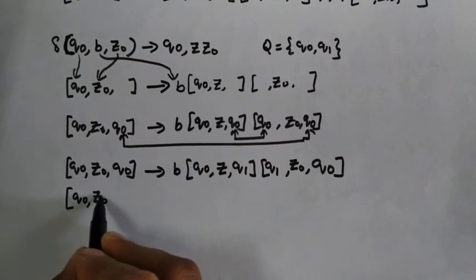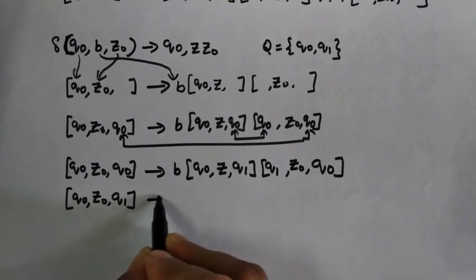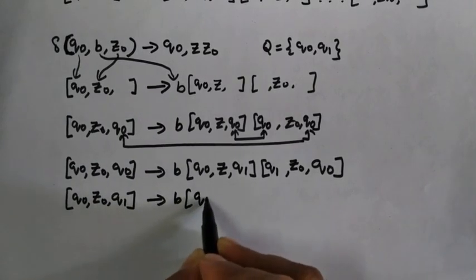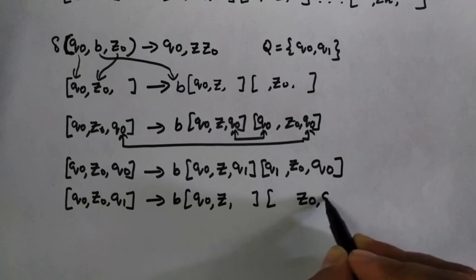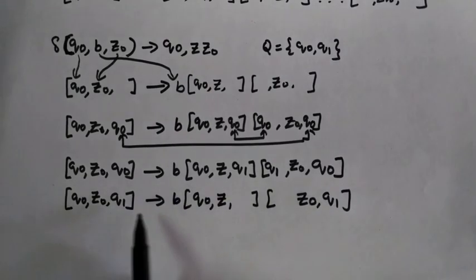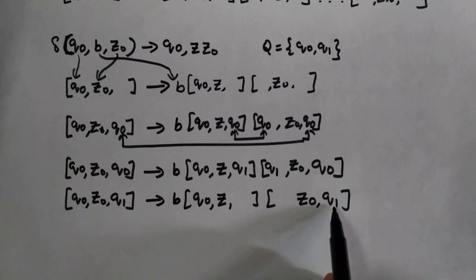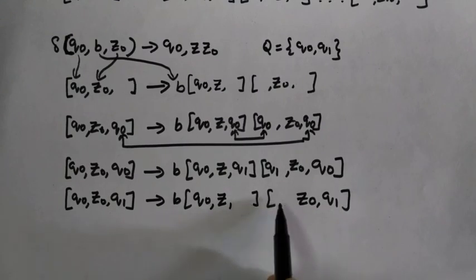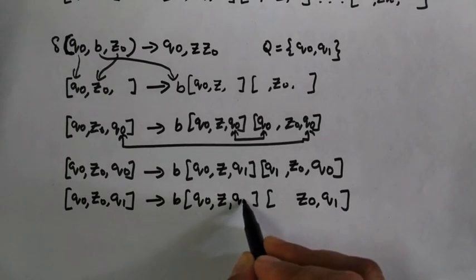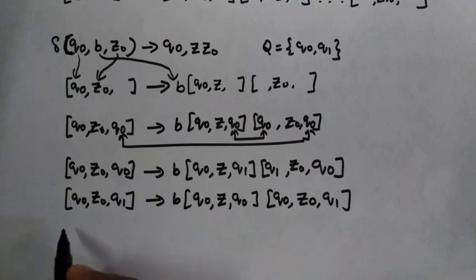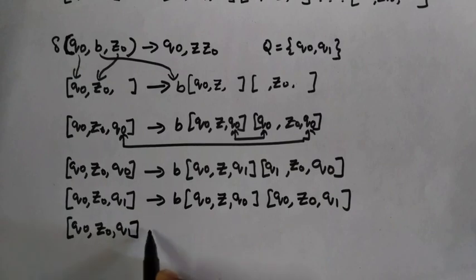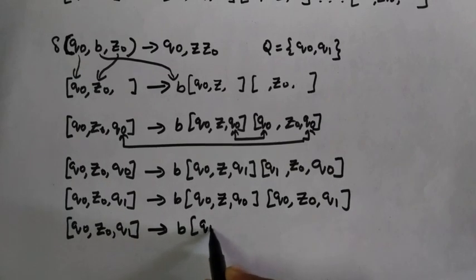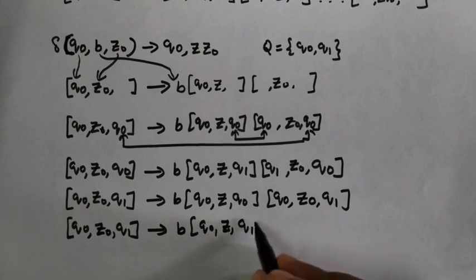Q0 Z0. Now we will write Q1 here. So if Q1 is there here, then here we will write Q1 also. So these two states are the same. Then these two states are again the same. So first we will write Q0 here, then we will write Q1 here. So first we can write Q0 here, then with the same combination of this variable we will write Q1 here.